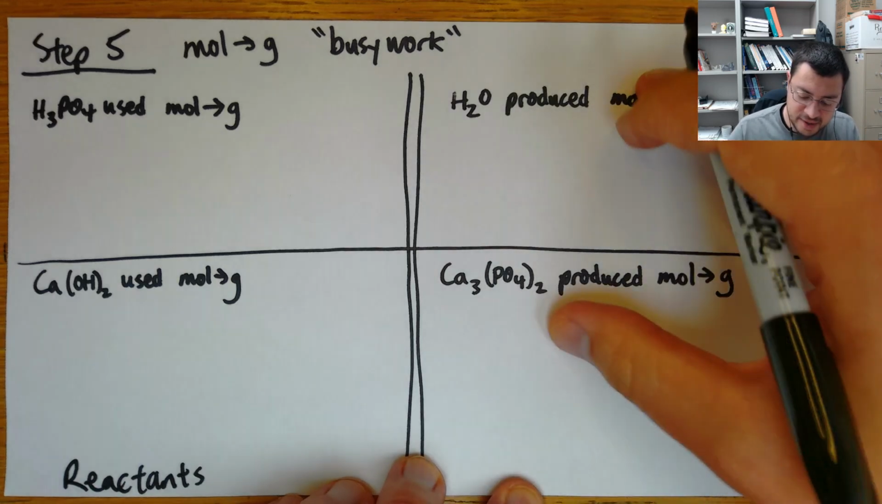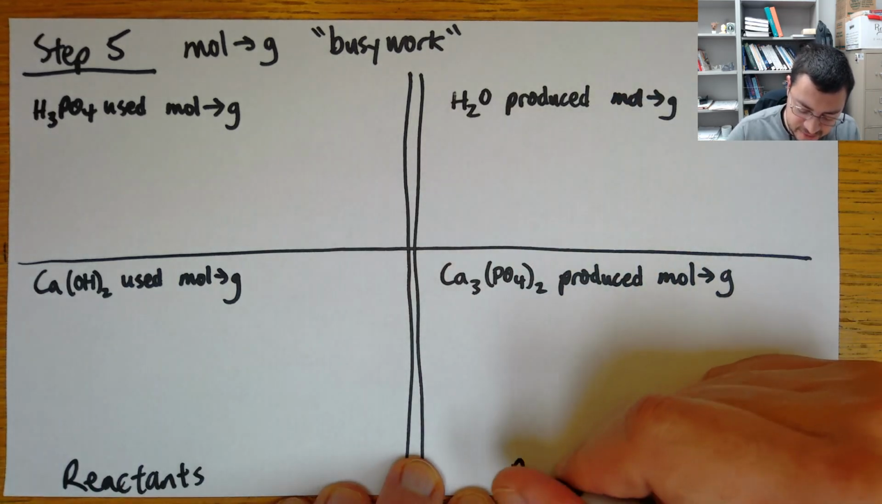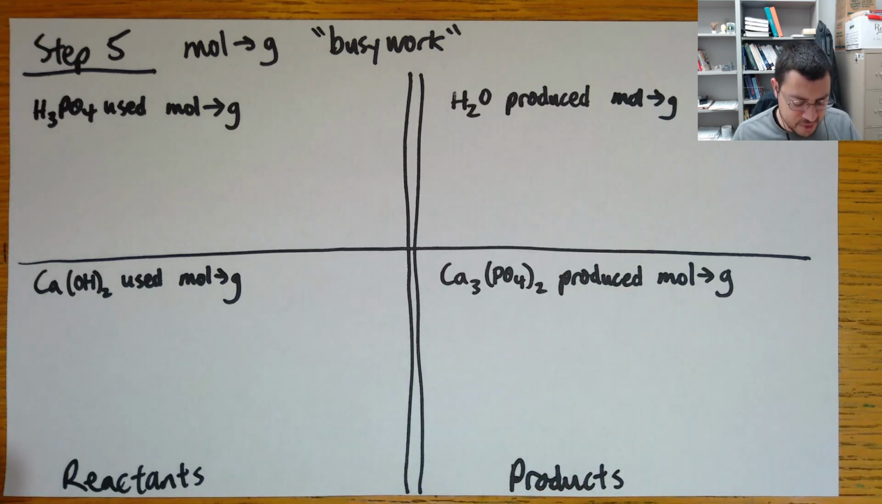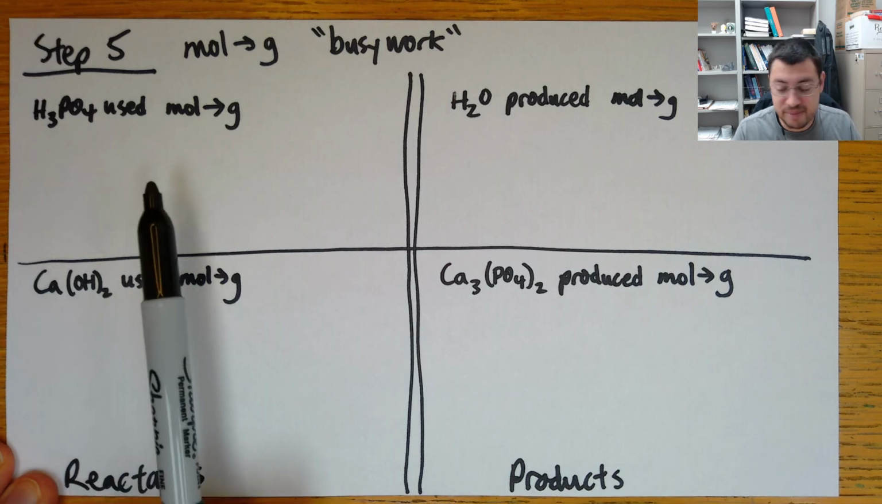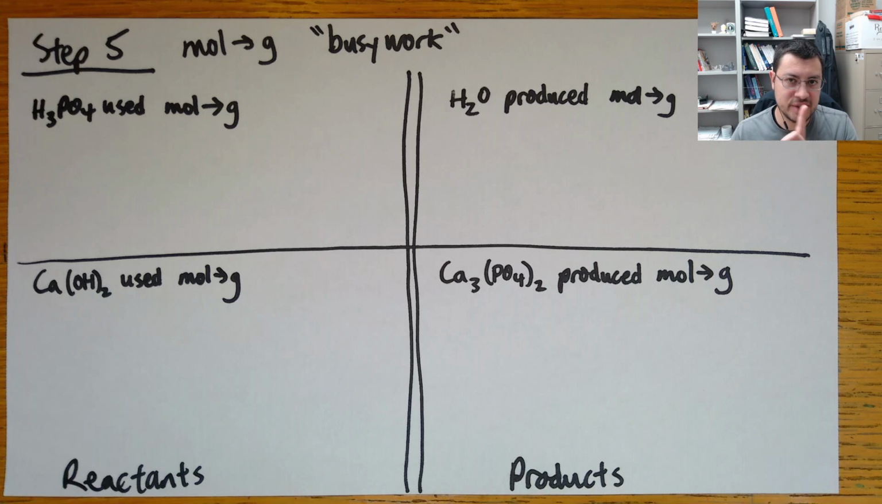And then we'll do our products here. Water, moles to grams, calcium phosphate, moles to grams. I have a deliberate reason, you'll see in a moment, of why I'm doing reactants one side, products the other side. Not just for organization, but it's going to show us something about the reaction. But let's first do the calculation. All right, so here we go.